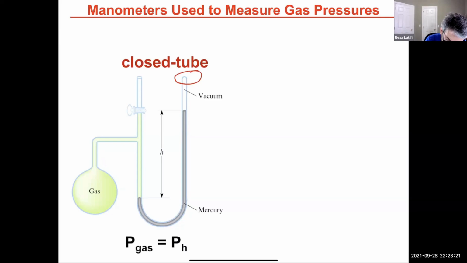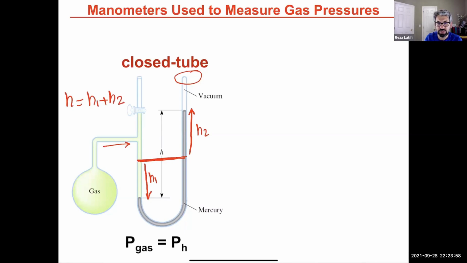Now you started, for example, from here. It has to be even at the beginning. And as you see, the gas moved the mercury by this level down, and the same amount up on the right side. The entire displacement, let's call this one H1 and that one H2, will be H1 plus H2. If I know H1 and H2, I can simply convert them to millimeters of mercury, and that's going to give me the pressure of the gas.